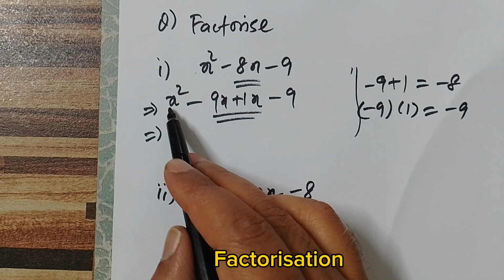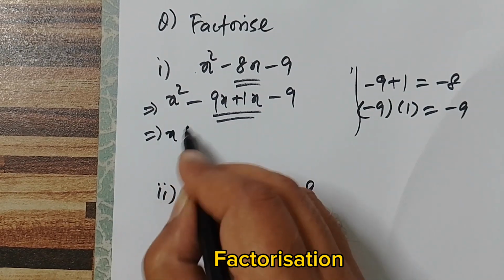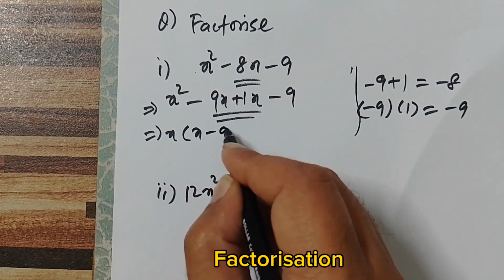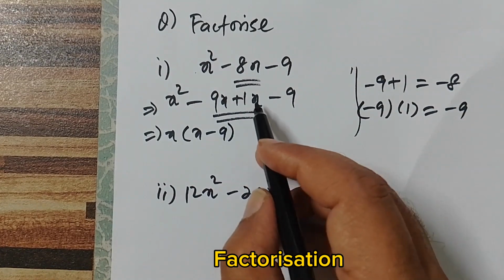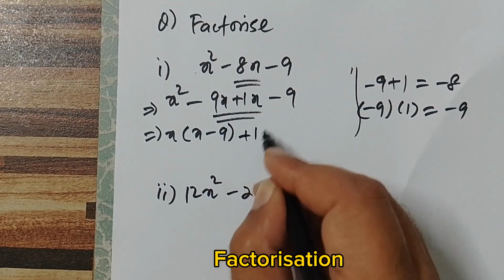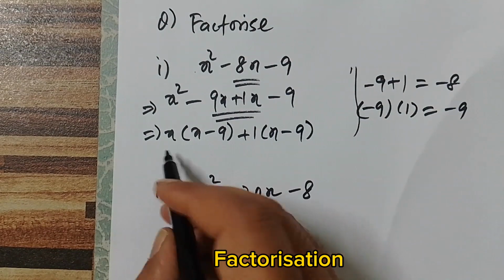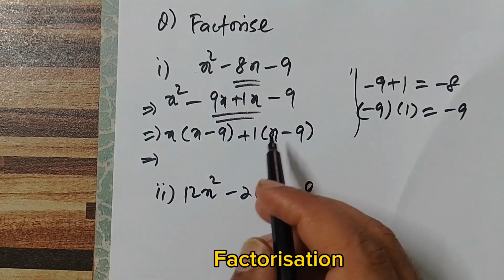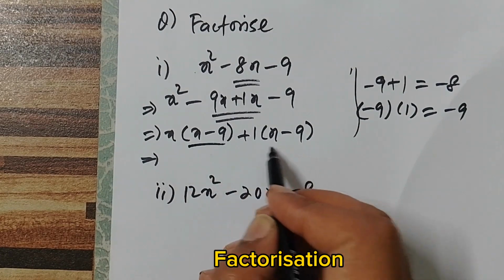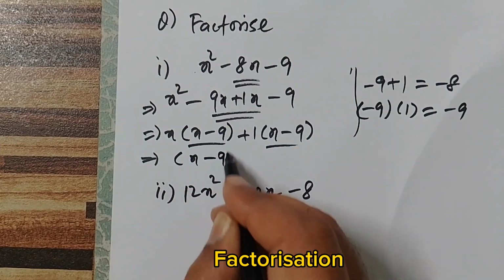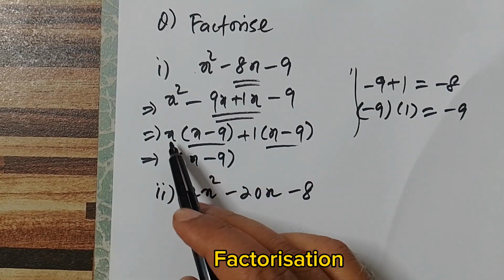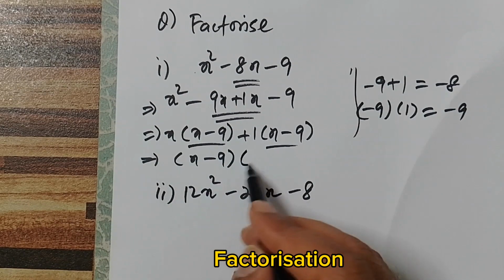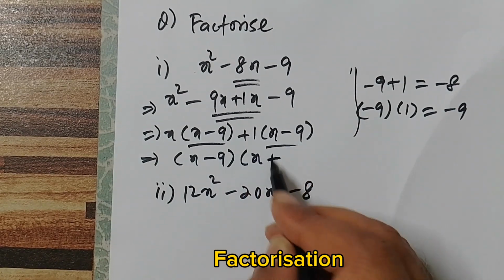take common from the first two terms x, and inside the bracket I will have x minus 9. For the last two terms I can take 1 common, x minus 9, as there was nothing common in these two terms, so 1 can always be taken common. X minus 9 is again common, and if I take x minus 9 common, in the first term I will be left with x, and in the second term I will be left with 1.